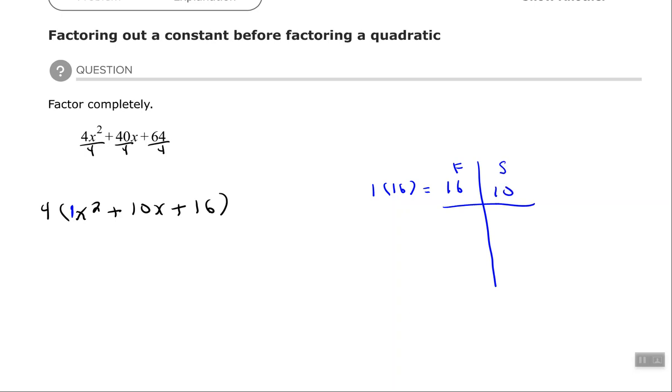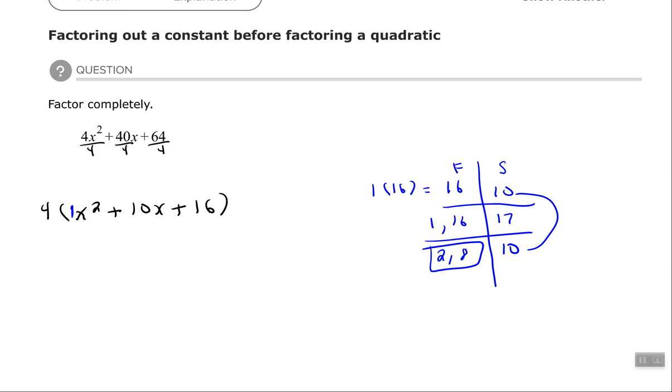And if we could not find a pair of numbers that multiplies to be 16 that adds up to be 10, then I would leave it as 4 times x squared plus 10x plus 16. But since, let's see what we have here. Positive 16, sum of positive 10, so I know my factors must be positive. 2 will go into 16, or 16 divided by 2 is 8. 2 plus 8 is 10, and that's what I needed.